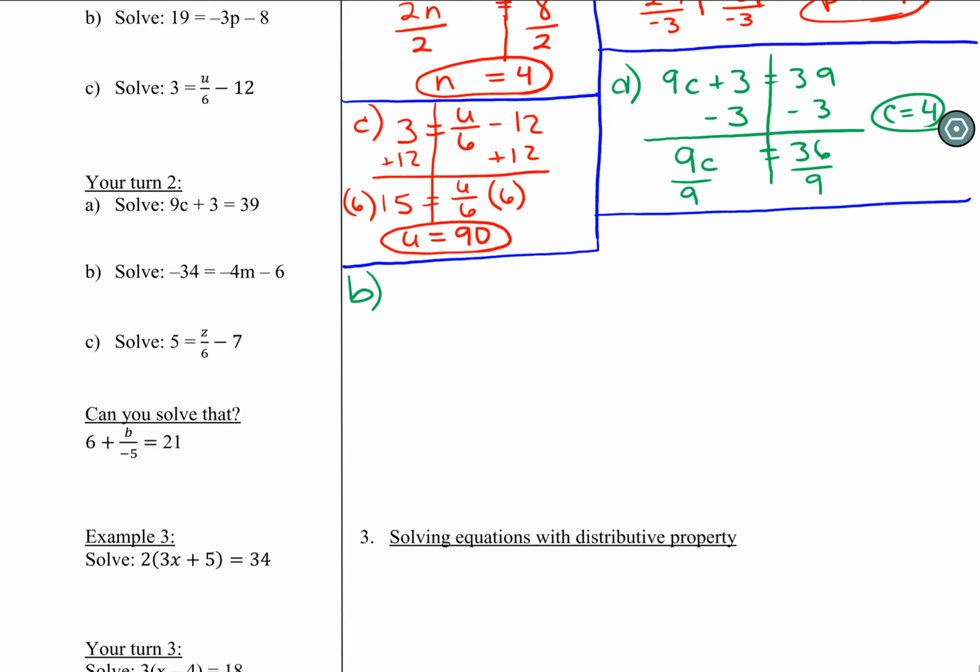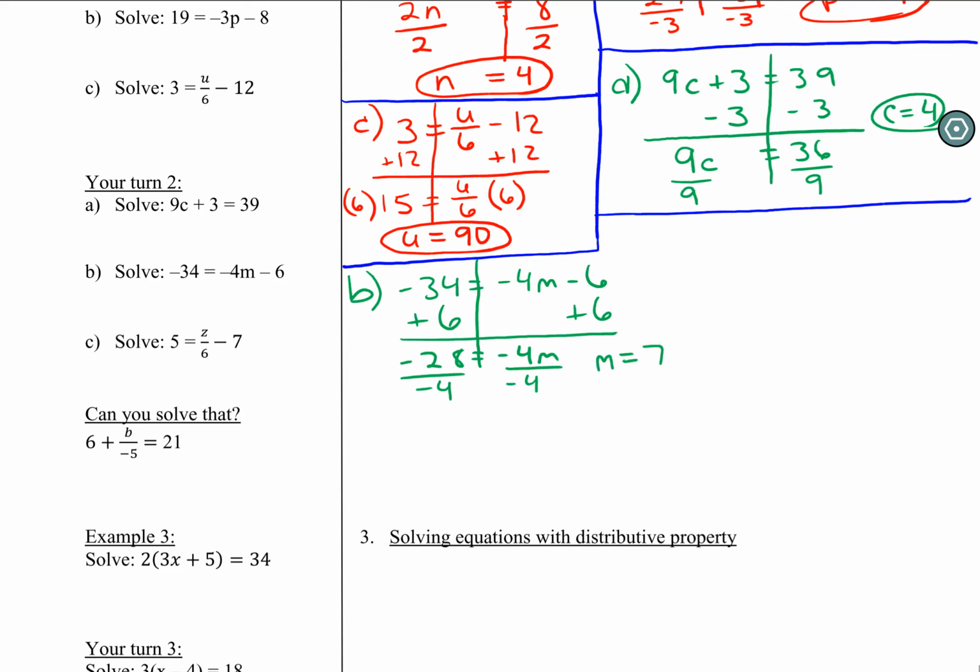For b, you had negative 34 equals negative 4m minus 6. Remember that it does not matter that the variable term is on the right-hand side. You're still going to solve it as we normally would. We can add 6 to both sides to get that negative 4 by itself. Be very careful here when you're adding your integers. Negative 34 plus 6 is not negative 40. It's negative 28 is equal to negative 4m. Divide both sides by negative 4. We have an answer of m is equal to positive 7.